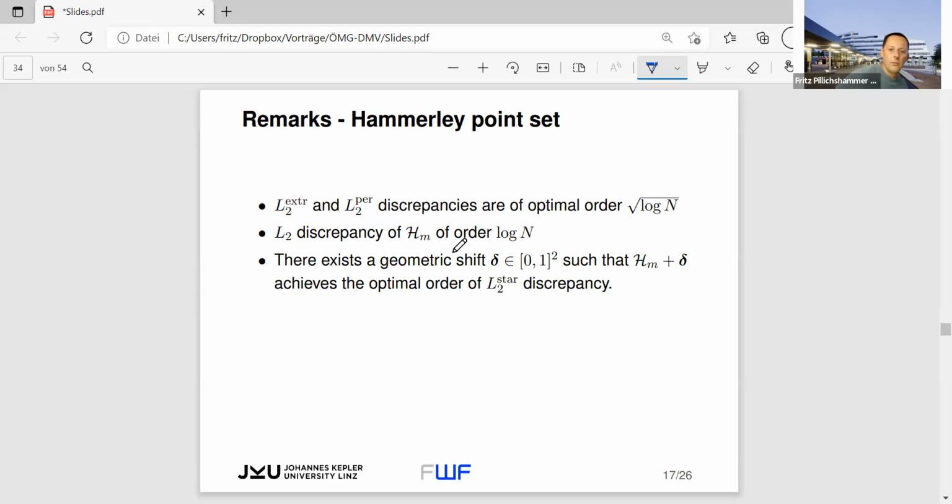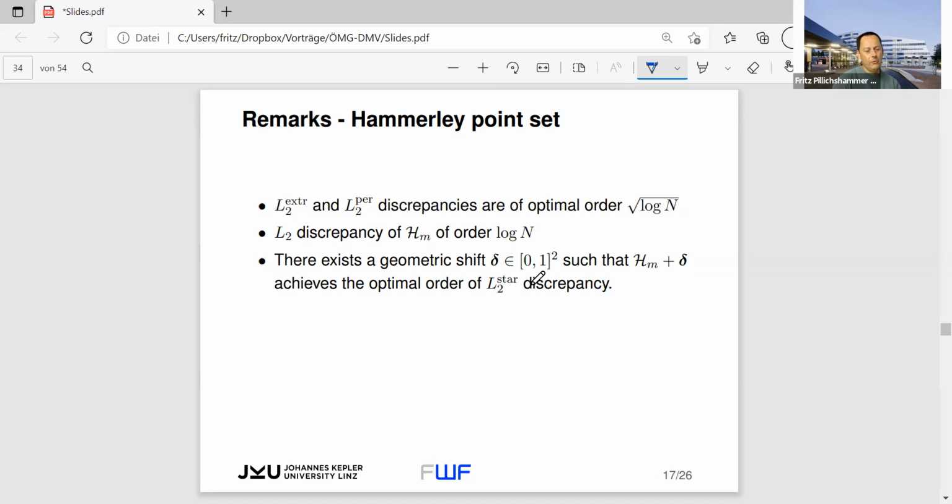From the result for the L2 periodic discrepancy, by the way, we can also deduce that there exists a geometric shift delta such that the geometrically shifted Hammersley point set has optimal order of L2 star discrepancy. But we can also only deduce an existence result. We do not know from our result how this geometric shift looks like. So there is still some work to do if one is interested in this.